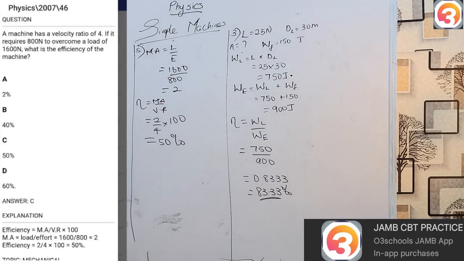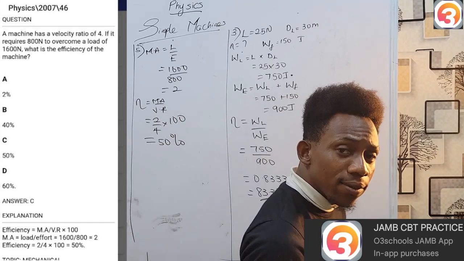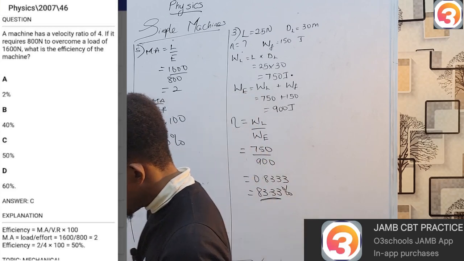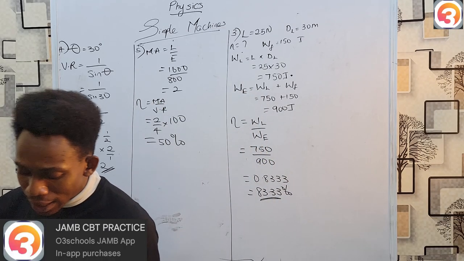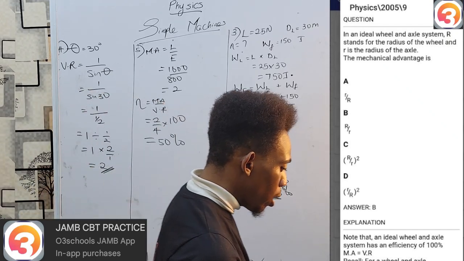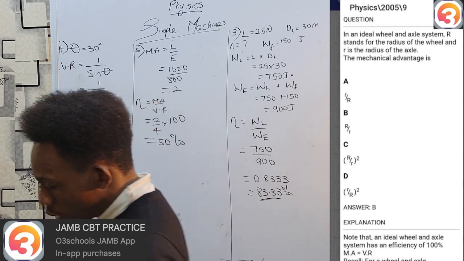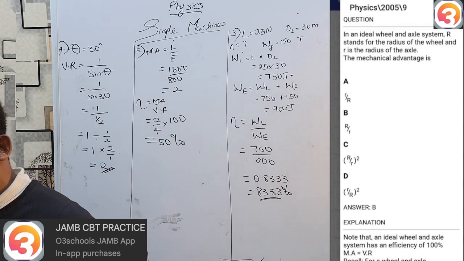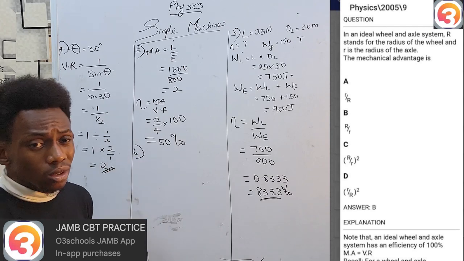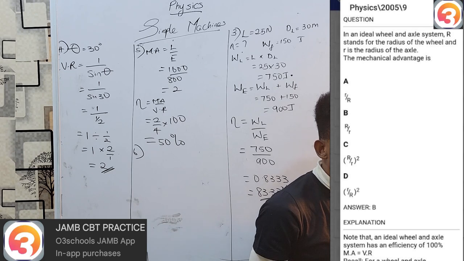Okay, let's peruse our app for a couple more. For this next one, 2005, question 9, we don't even have to solve. In an ideal wheel and axle system, big R stands for the radius of the wheel and small r is the radius of the axle. What's the mechanical advantage? Now you may say, mechanical advantage has nothing to do with R or r.